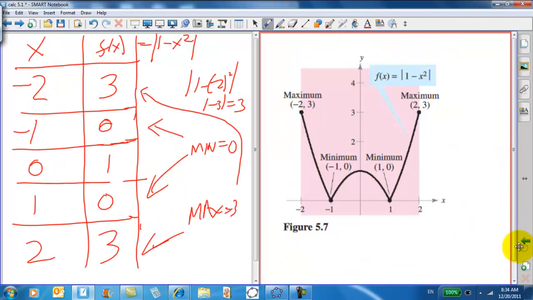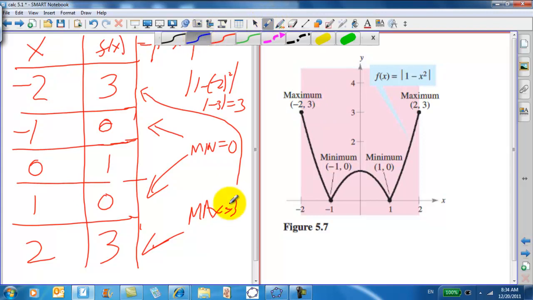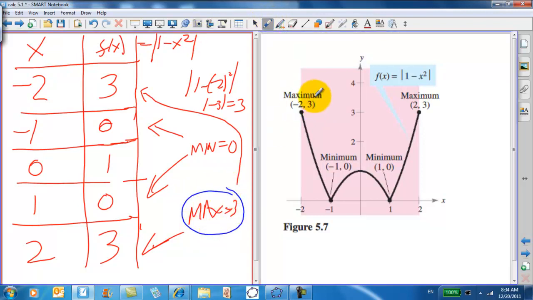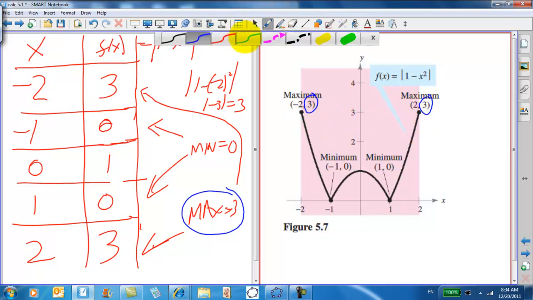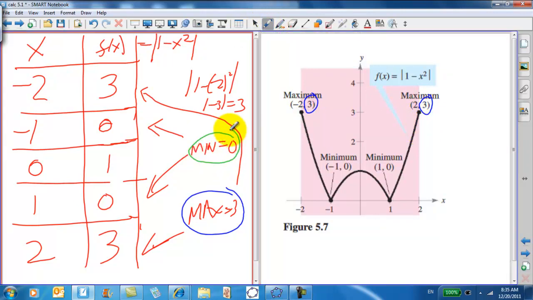Let's check that with a graph. And sure enough, we have a maximum of 3. And notice what I mean by the maximum. The maximum is the maximum value, the y-coordinate. If I ask where does the maximum occur, then I would give the x-coordinate. But if I just ask for the maximum, it's the maximum value, or y-coordinate, of where the function reaches a peak in that interval. The minimum is 0, and that occurs here and here. The minimum value, the smallest y-coordinate, is 0.